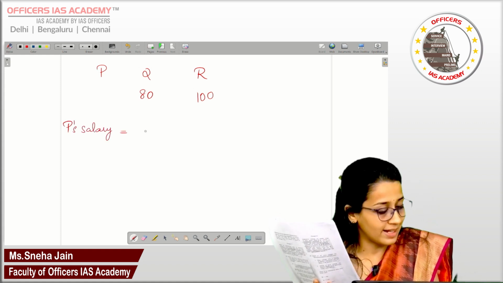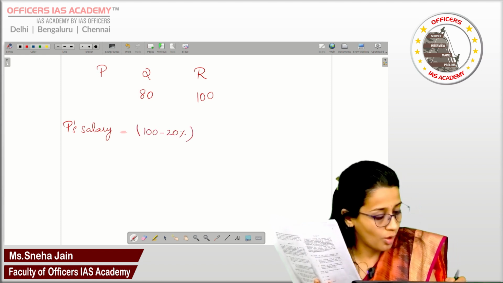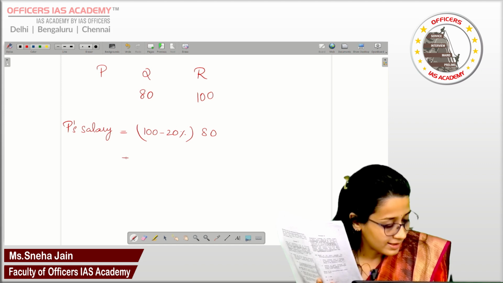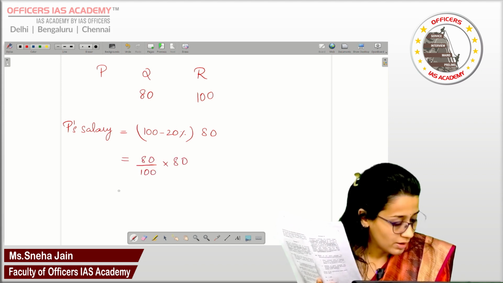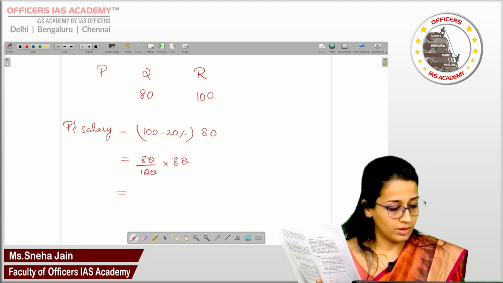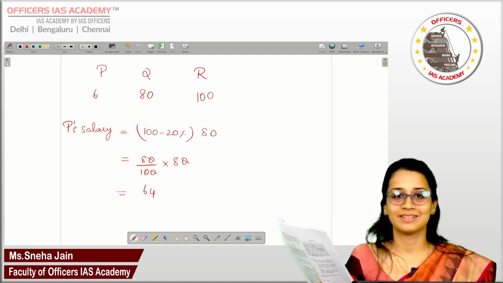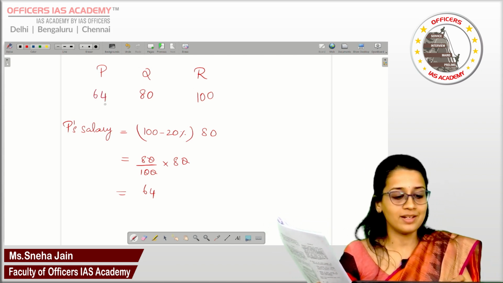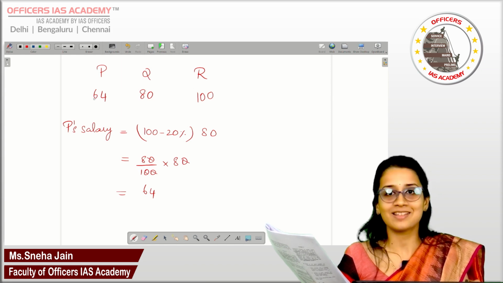so what does it say? 100 minus 20% of 80. That is 80% of 80, which is nothing but 64 rupees. Okay? You can also easily calculate 80, 10% is 8. So 20% is 16. Just deduct 16 from here.